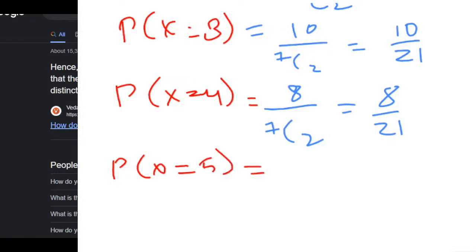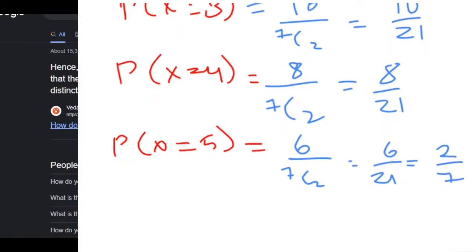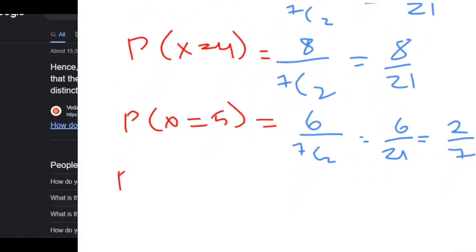What are the possible? 6 by 7C2, which is equal to 6 by 21, which is equal to 2 by 7. Then P of x is equal to 6.